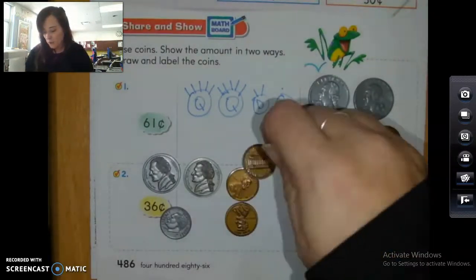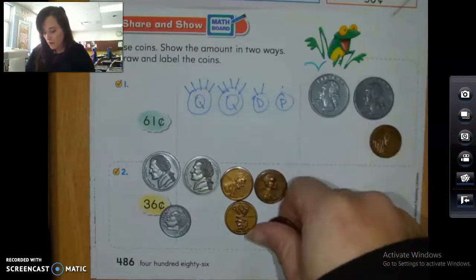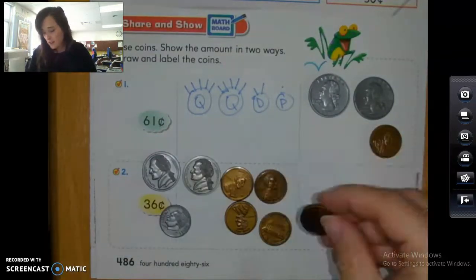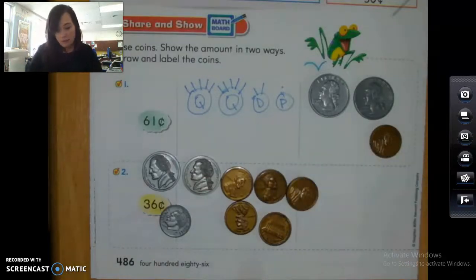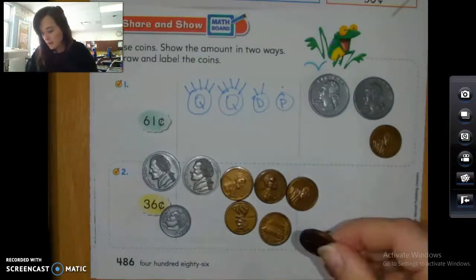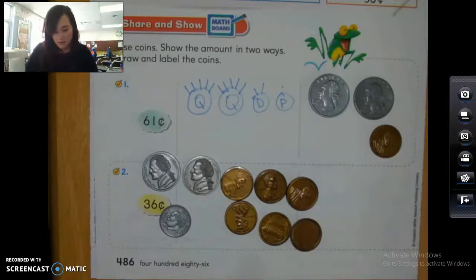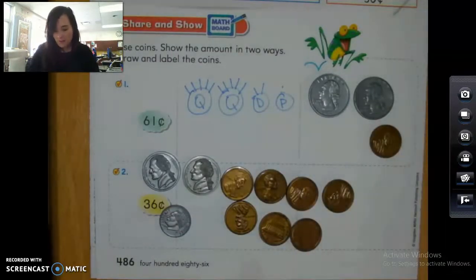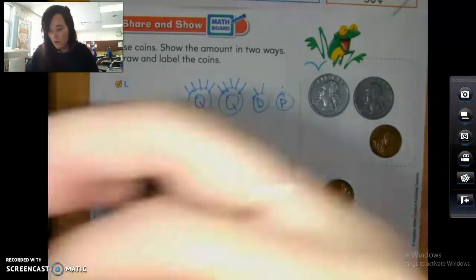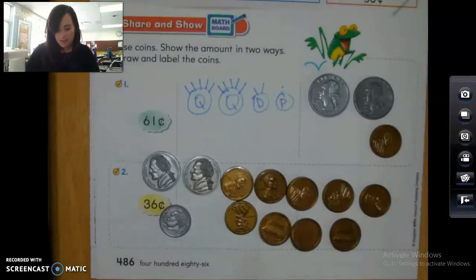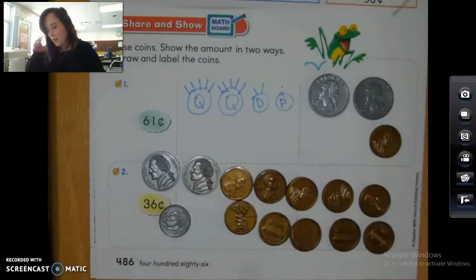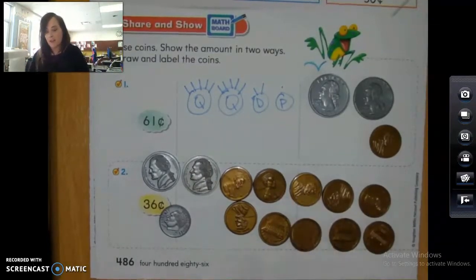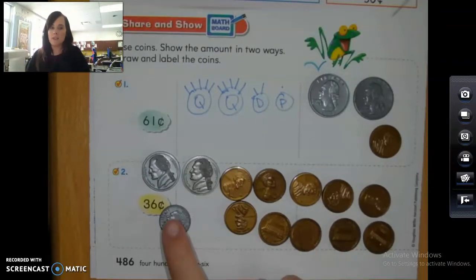1, 2, 3, 4. I don't even know if I have 10 pennies. 5, 6, 7, 8, 9, 10. Okay, so this equals 10 cents, right? 10 pennies equals 10 cents, and 2 nickels equals 10 cents.